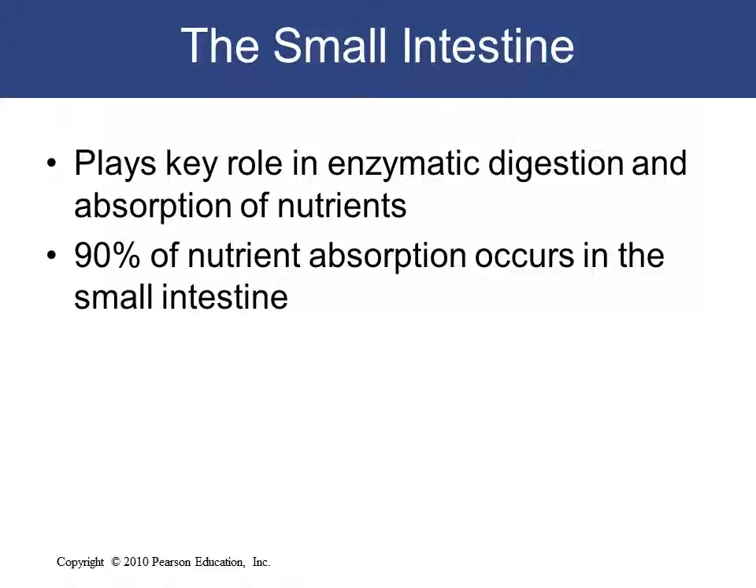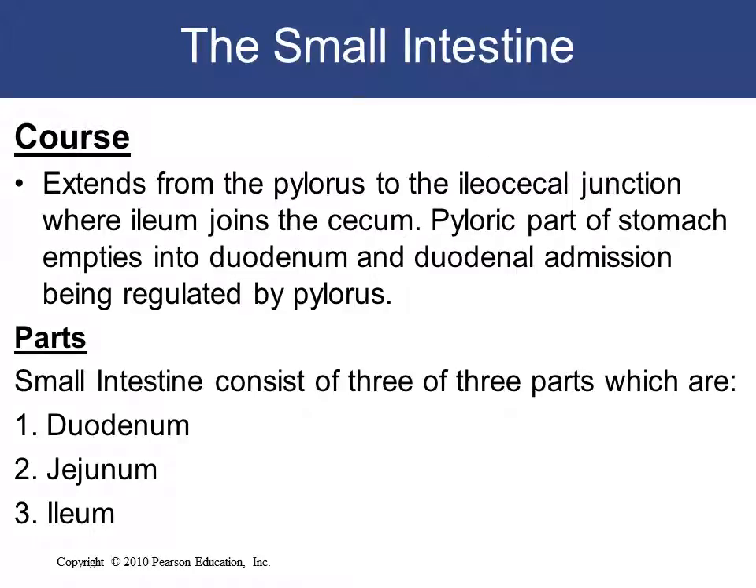The small intestine plays a key role in enzymatic digestion and absorption of nutrients, and 90% of nutrient absorption occurs in the small intestine. As I said, it's a primary site for absorption. It extends from the pylorus of the stomach to the ileocecal junction, where the ileum joins the cecum. So the cecum is the first part of the large intestine.